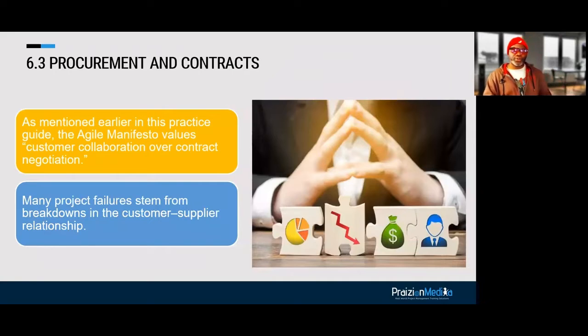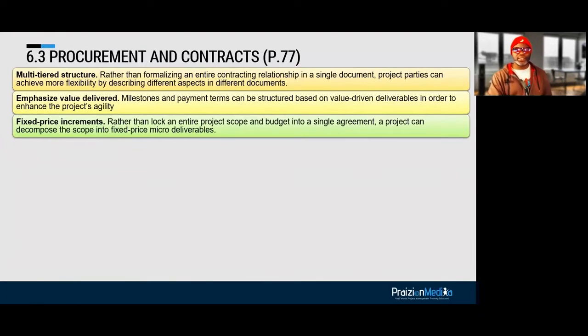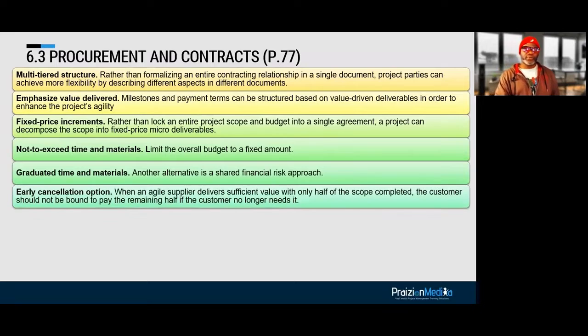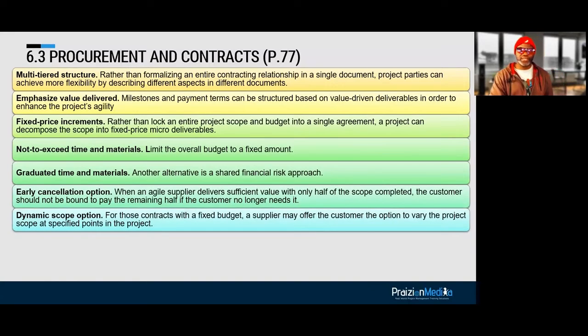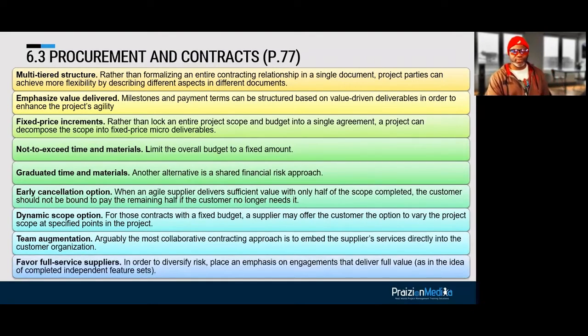Here, we also talk about procurements and contracts, and there are all sorts of contracts on page 77. I would highly advise knowing those contract types. We have multi-tiered, emphasizing value delivered, fixed price increments, NTE time and materials, graduated time and materials, early cancellation, giving people an off-ramp, dynamic scope option, team augmentation, and favoring full service suppliers. These are things that just make sense to do.